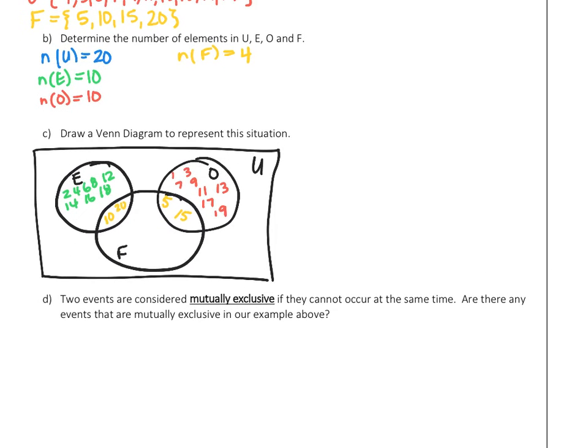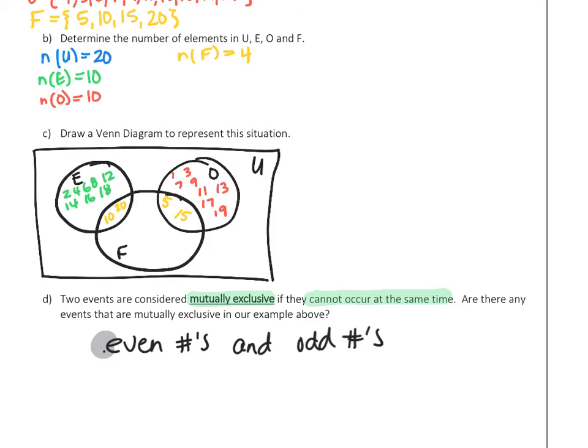Okay, here's another new word. The word is mutually exclusive. Two events are considered mutually exclusive if they cannot occur at the same time. Are there any events that are mutually exclusive in our example above? Well, yes, the even numbers and the odd numbers are mutually exclusive because you can't have a number that is both even and odd at the same time.